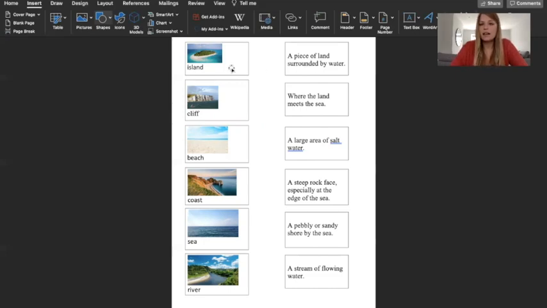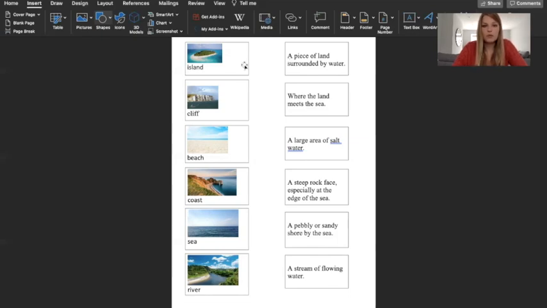Is that an island? Is that a cliff? Is that a beach? A coast? A sea? Or a river? You're right, it's the island. So what you would do here is you would draw a line to match the island to this sentence, which tells you what it means, a piece of land surrounded by water.